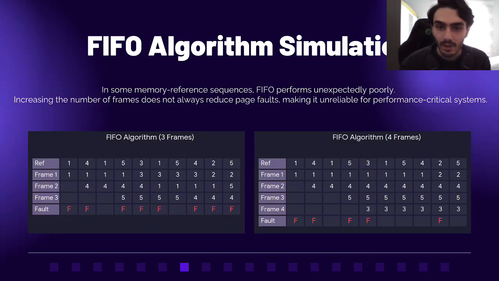And here is our simulation of FIFO. As you can see in the tables, we tested all algorithms using a specific reference string with both 3 and 4 page frames. In this specific sequence, FIFO performed unexpectedly poorly because increasing frames doesn't reliably reduce faults. It is generally considered unreliable for performance-critical systems.